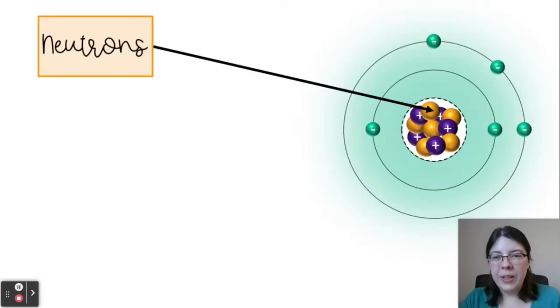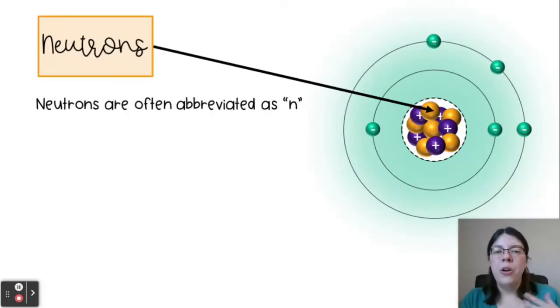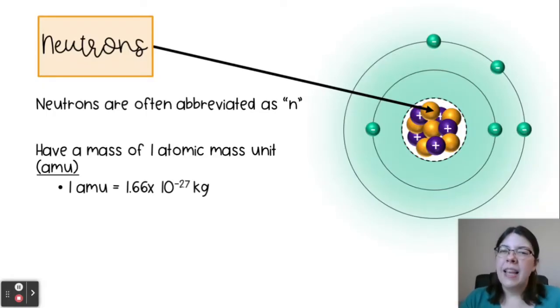Now, one of those subatomic particles are the neutrons. In my picture, those little gold spheres are the neutrons. Neutrons are abbreviated with the letter n, a lowercase n, and they have a mass of about 1 atomic mass unit, or AMU. Now, it's not just coincidence that they have a nice, easy unit of 1. This is actually by design.